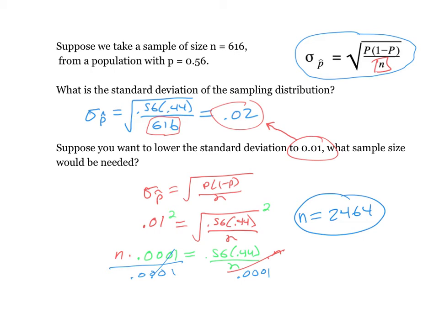Now, if you look carefully, my original sample size was 616, and if you take 2464 divided by 616, you'll notice that that is 4. So my sample size increased 4 times, it got 4 times as big. So my original sample was 616. When I multiply that by 4, I actually get the sample size for 1%. So I wanted to cut my standard deviation in half, but I had to multiply my sample size by 4.